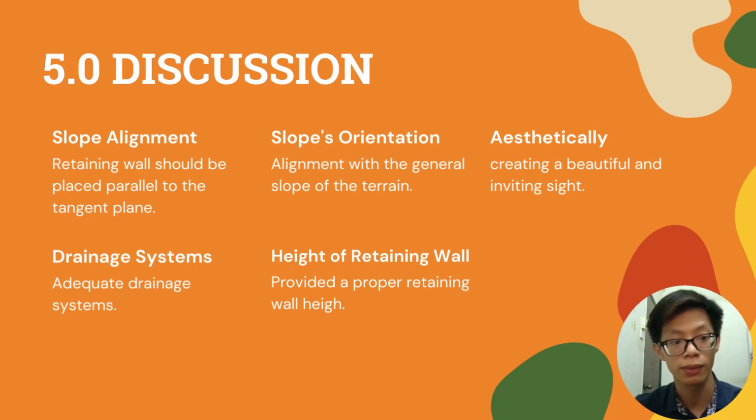Water drained from the slope must be managed carefully to minimize build-up and potential hydrostatic pressure against the retaining wall. The drainage system must be designed to prevent hydrostatic pressure that accumulates behind the wall, which could undermine the structural stability. So here, the tangent plane plays an important role and is used as a reference to design the drainage system to prevent such cases from happening.